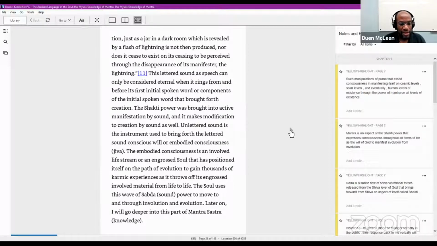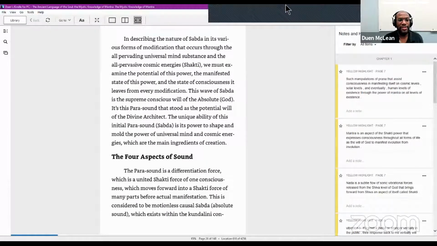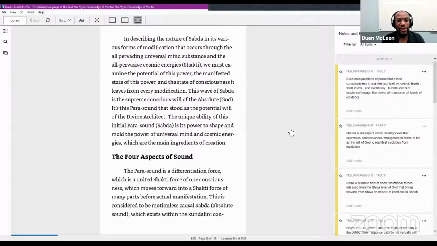The soul uses this wave of sabda sound power to move to and through involution and evolution. Later on, I will go deeper into this part of mantra sastra knowledge. In describing the sabda in its various forms of modification that occurs through the all-pervading universal mind substance and the all-pervasive cosmic energies, Shakti, we must examine the potential of this power, the manifested state of this power, and the state of consciousness it leaves from every modification.